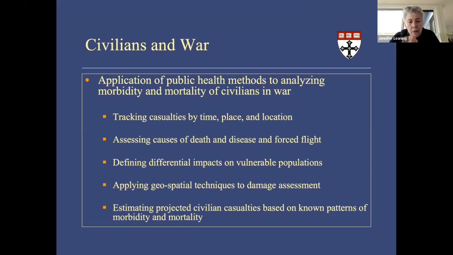So there are issues about how boys are affected. Clearly, we've talked about vulnerable populations from the standpoint of sexual assault. There are an enormous number of geospatial and indirect modes of ascertainment of damage and flight, which are very technical but fascinating, and ones we all need to become more familiar with. And then there's estimating projected civilian casualties based on known patterns of morbidity and mortality. In other words, this is what we see. If the war continues, this is what we're going to see over the next 2 months, over the next 2 years. We actually know quite a lot about how we can build those estimates.